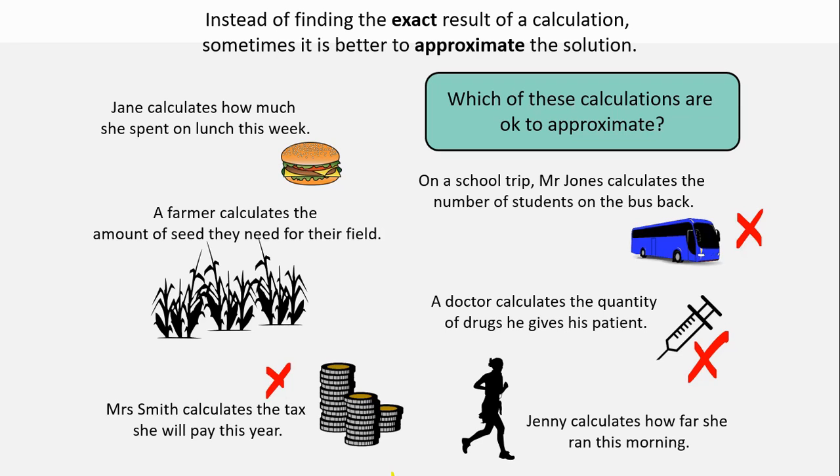If you've got a farmer who's calculating the amount of seed they need for their field, again, you want that to be pretty much exact, because a slight mistake in your approximating means you're going to be spending a lot more extra cash. So which ones are we left with? How far you go for a run in the morning, that would be fine to approximate. You're not going to lose any big amounts of cash, and you're not going to kill anyone if you approximate that one. And how much you're spending on lunch for the week. So those are the ones that I would argue you could do an approximation for.